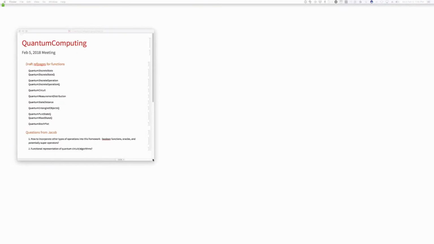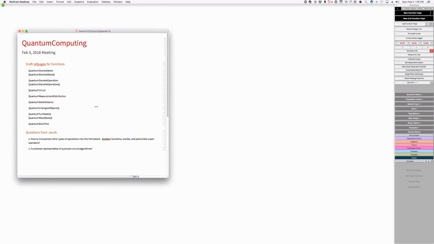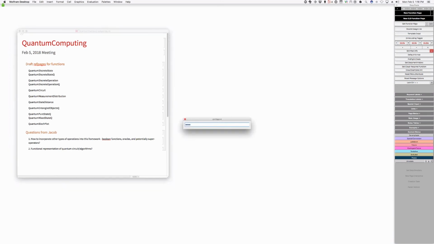Okay. Well, for people who are joining this live stream, this is a continuing discussion about quantum computing capabilities for Wolfram Language. And we have a preliminary implementation of lots of things here. And I guess we're about to look at them. So should we start off with quantum discrete state?